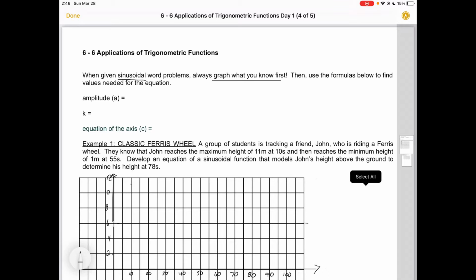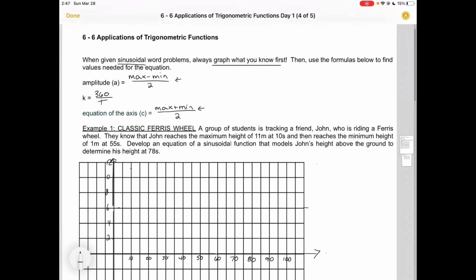So for the amplitude, you can take your maximum value minus your minimum value and then divide by 2. For your equation of the axis, you're really finding the midpoint. So if you remember, your midpoint formula is plus. You've got your maximum plus your minimum divided by 2. And then k from before is 360 divided by your period. If you forever forget these ones, you can always use your base sine graph and cos graph to figure out which is which. So let's do an example of putting those into play.